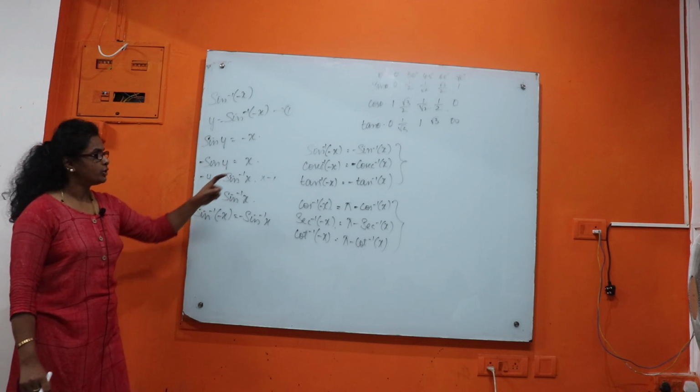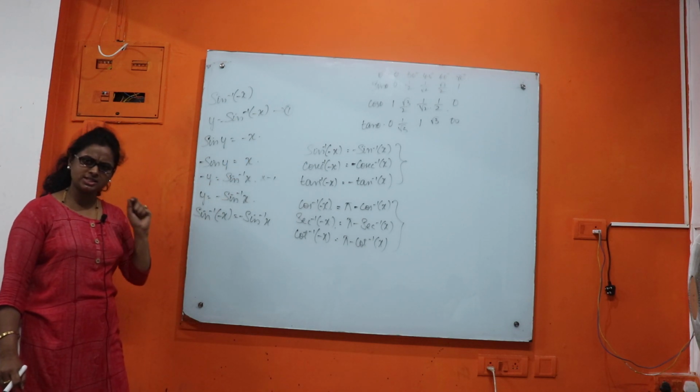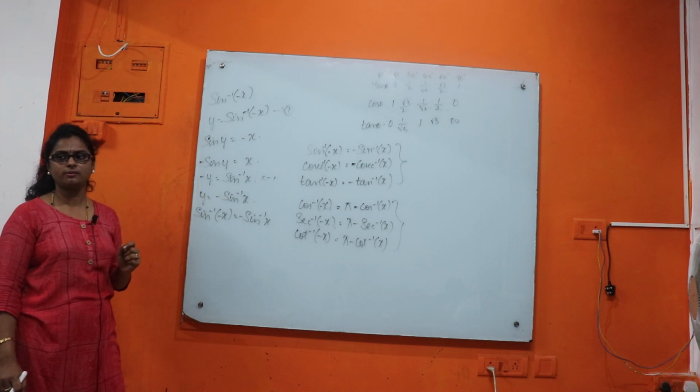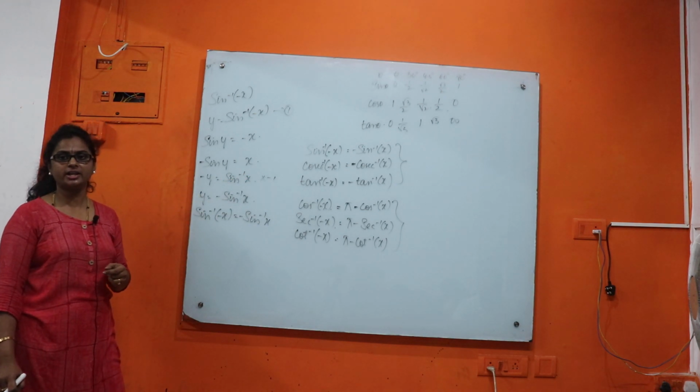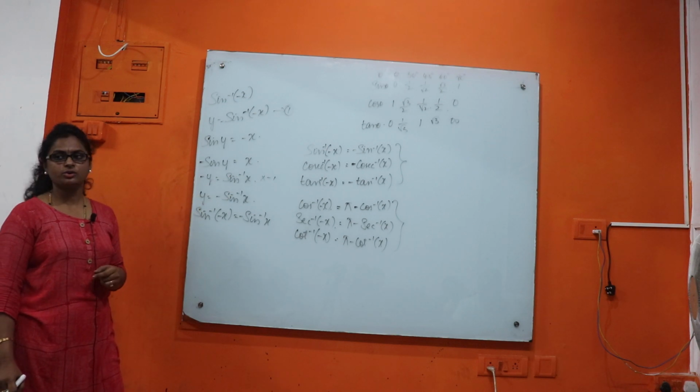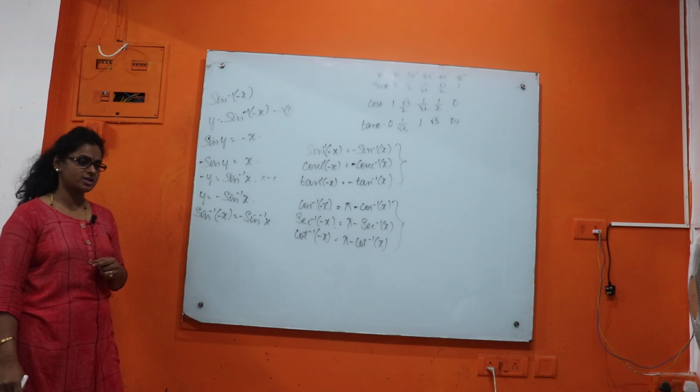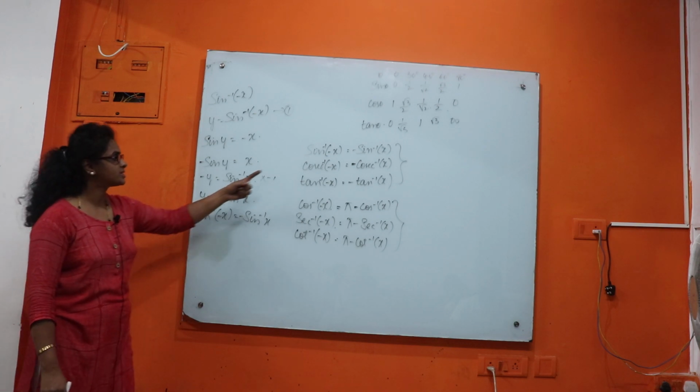Fine. Will you be able to do this too? The same procedure. There is no change at all. Cosecant inverse, at least prove 1. Cosecant inverse of minus x. Do you have any confusion? Akash, are you doing it dear? I want you to do this.